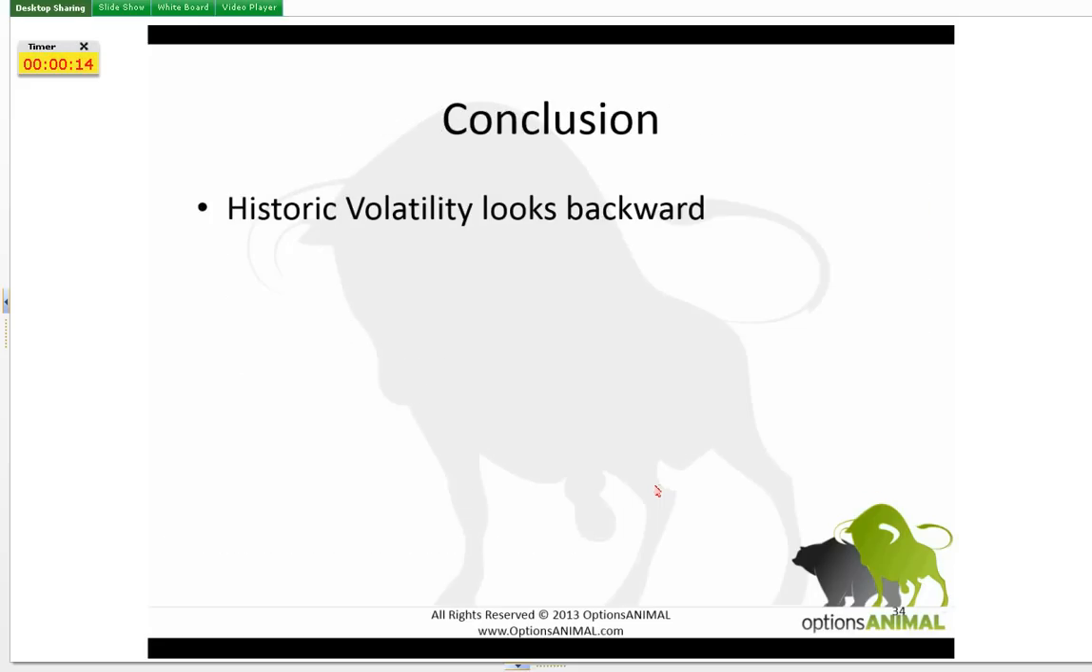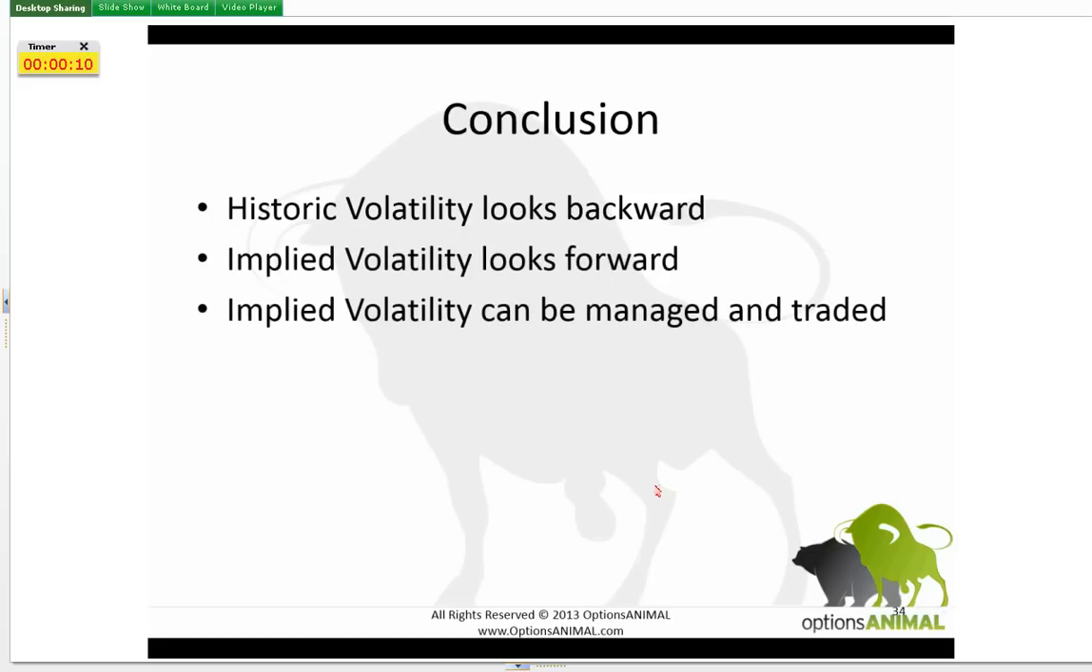So let me wrap up. Historic volatility looks backward. Implied volatility looks forward. Implied volatility can be managed and traded. Be very careful trading the VIX. You're playing with the big boys. There's manipulation that goes on.